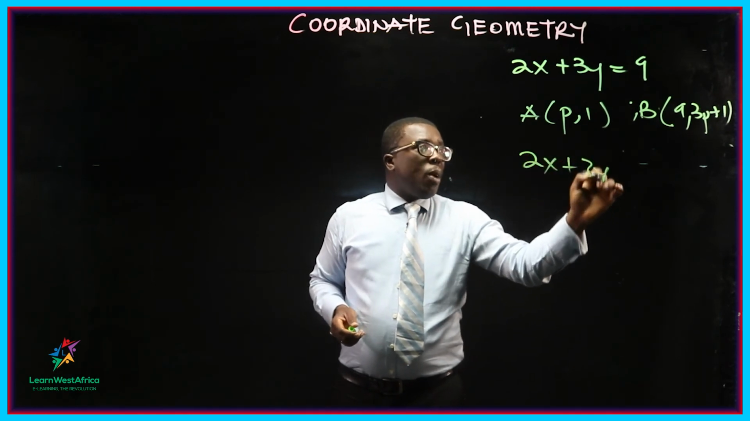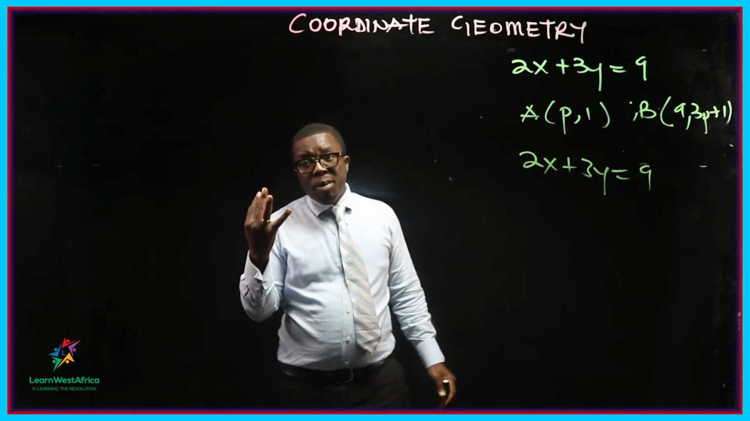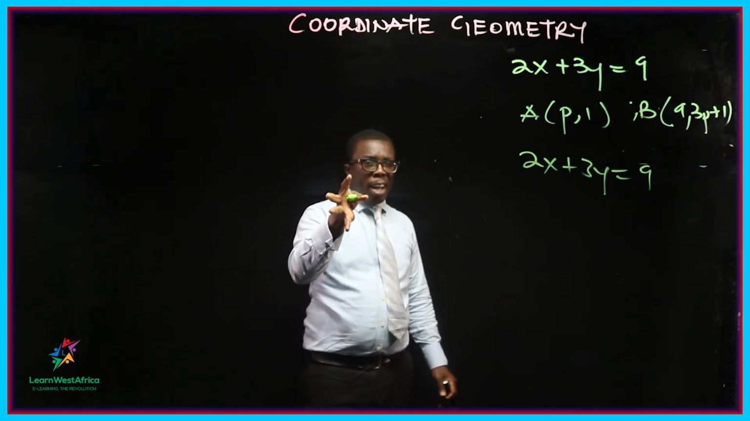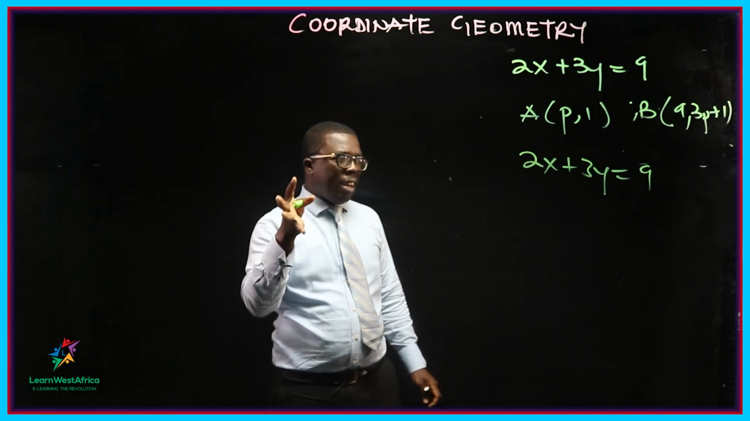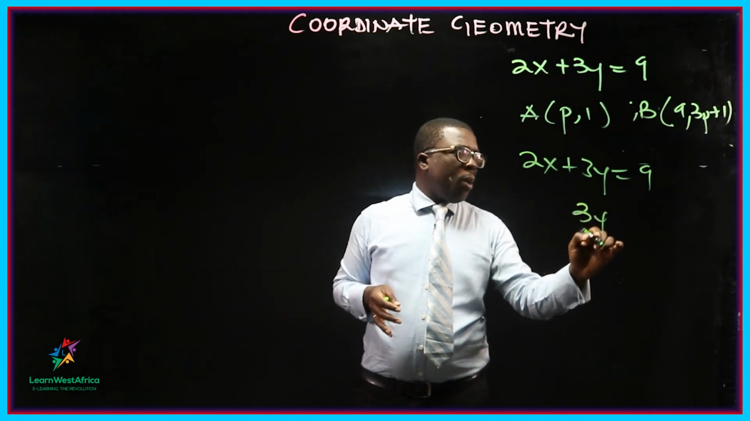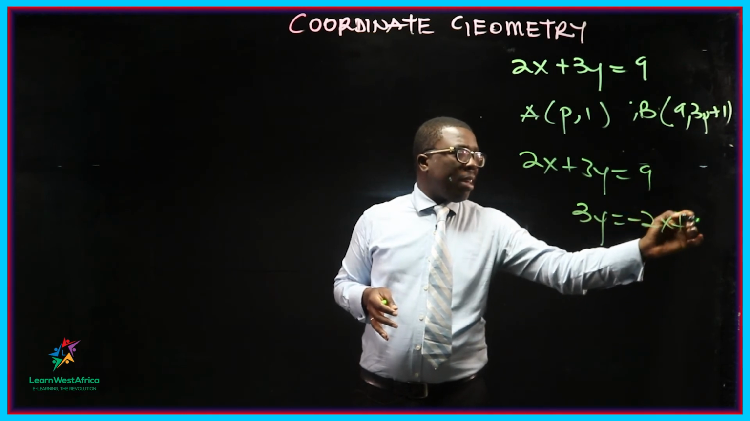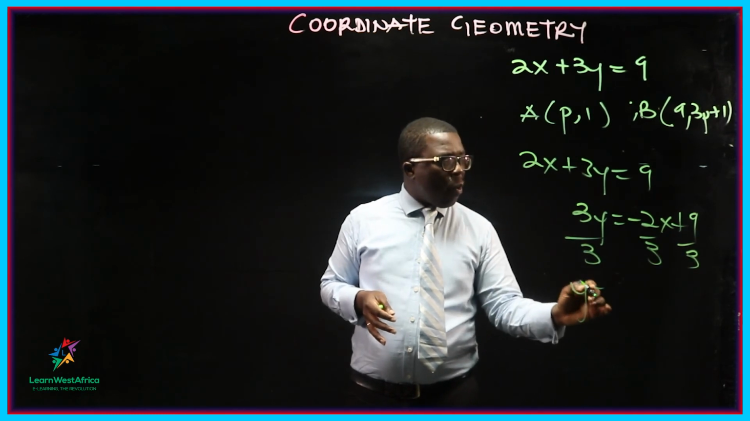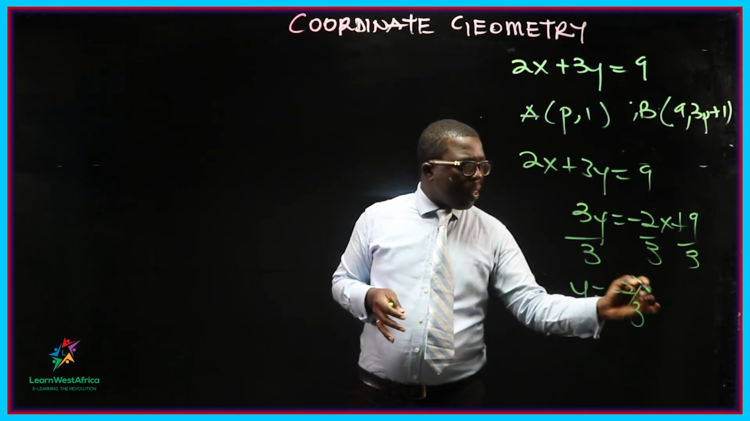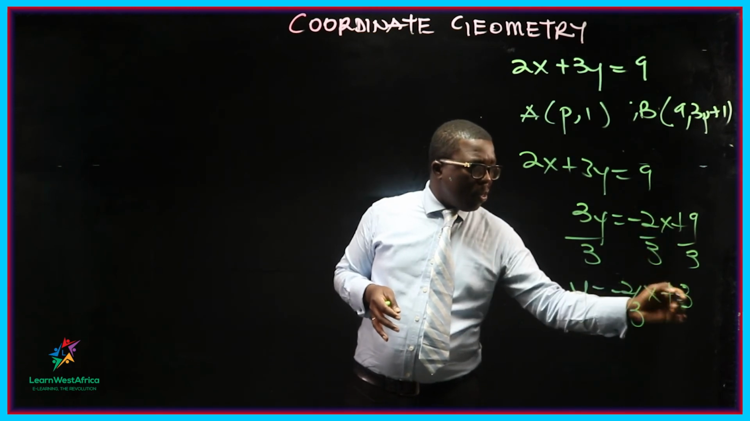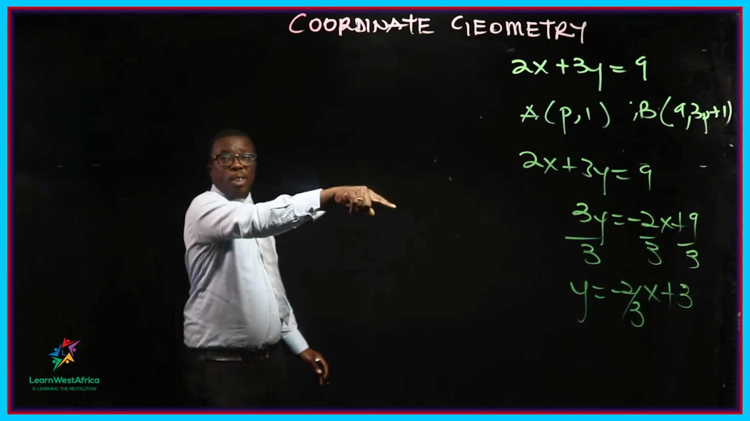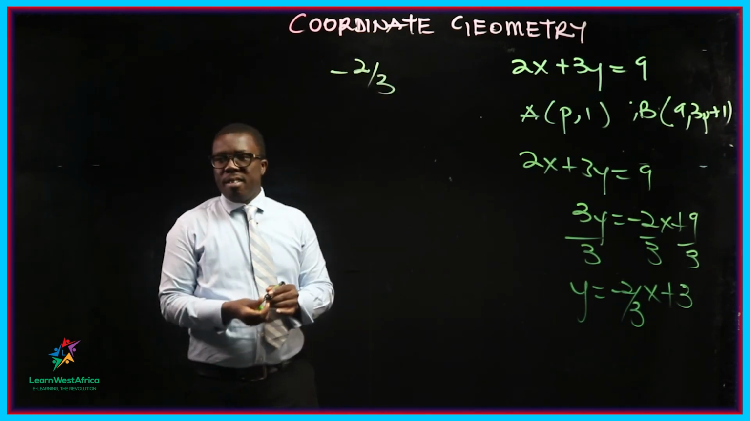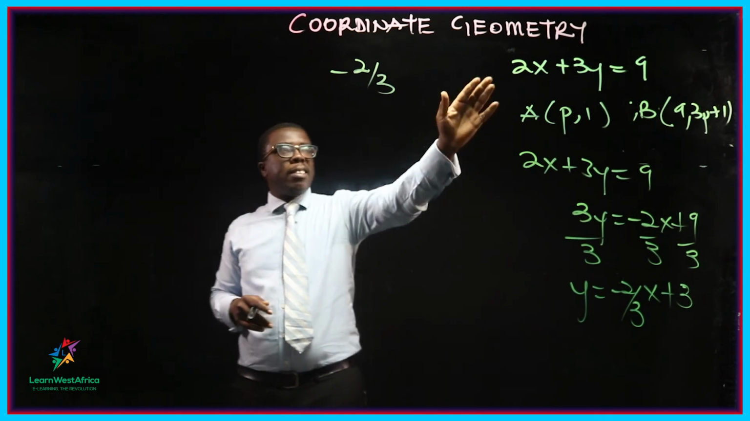2x plus 3y equal to 9. We want to find the gradient. So we put it in the form y is equal to mx plus c, because remember, that is the only way that we can deduce the gradient there. So this is going to give you 3y is equal to minus 2x plus 9. We divide by 3. And our y is going to give us minus 2 over 3 x plus 9 over 3, which is 3. So the gradient of this line is minus 2 over 3.